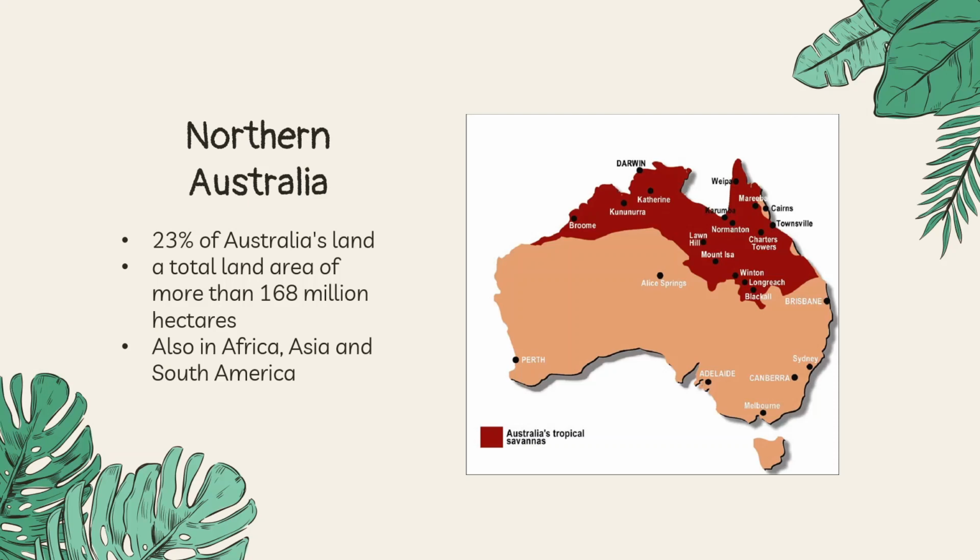Also, there are tropical savannas in Africa, Asia, and South America. This is because they have tropical climates similar to Australia. Most of these areas are in the north and close to the equator, but Australia is in the south, which means that the seasons are switched.